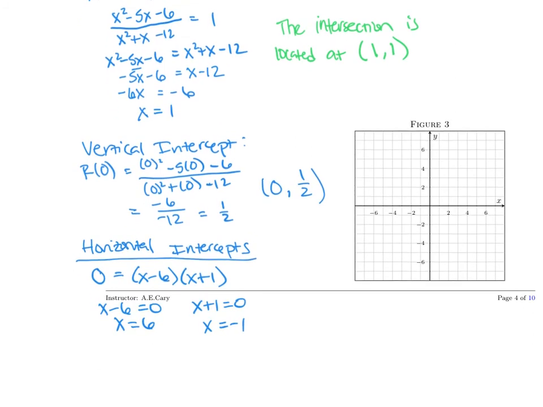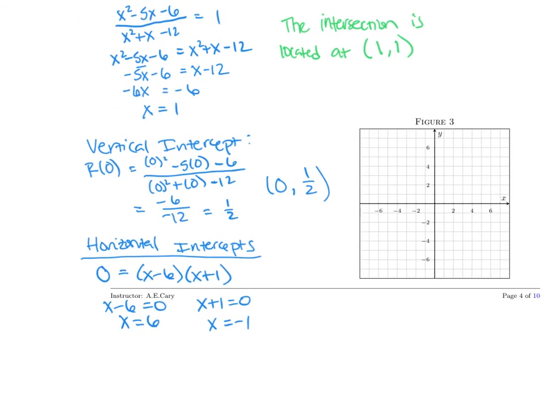But since this is an intercept, I want this as an actual point. So this is going to be (6, 0) and (-1, 0). And then one of the last things for this bullet point is our vertical asymptotes.